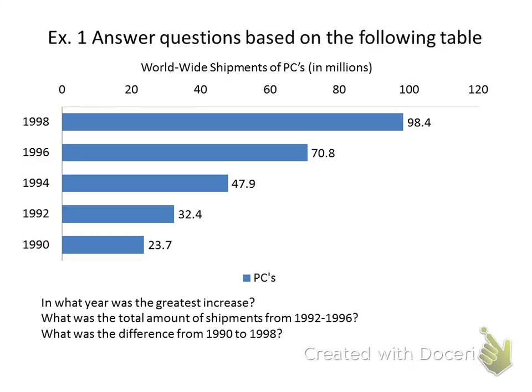So let's go ahead and answer some of these questions based on this bar graph. In what year was the greatest increase? It really should say between which years was the greatest increase. How am I going to be able to find that out? What type of operation would I need to use to find out how much it increased? Anybody know? Subtraction. Very good. I could subtract 98.4 minus 70.8, and that tells me my rate of increase. So let's do that. Get out your calculators, and I want you to do 98.4 minus 70.8.